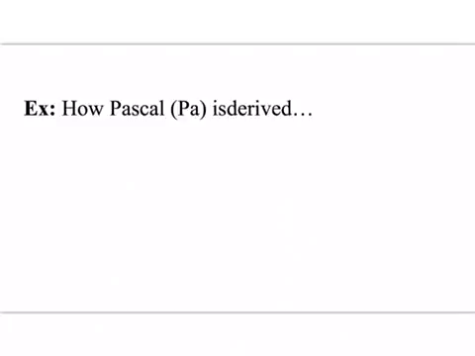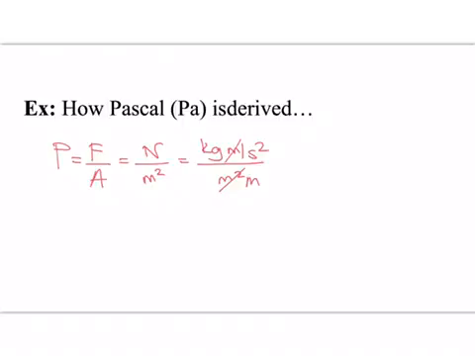Now let's see how Pascal is derived. You know that the Pascal is the unit of pressure, and pressure is equal to force over area. The unit of force is Newton, and the unit of area is meter square. The Newton is equal to kilogram meter per second square, so over meter square. When the meter cancels, I have kilogram per meter second square. So this unit is equal to Pascal.